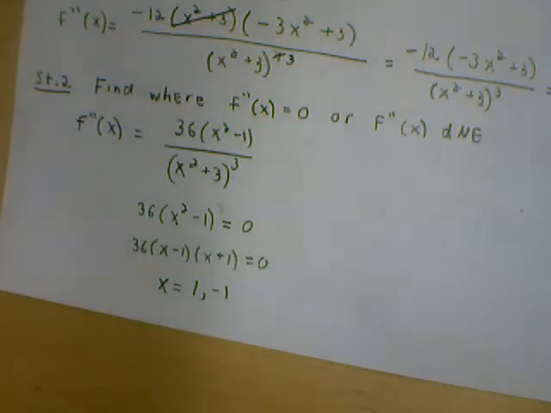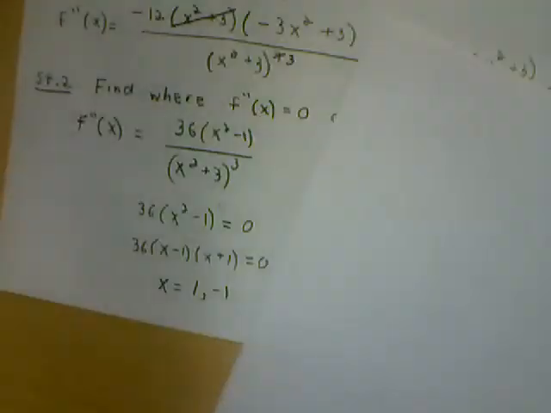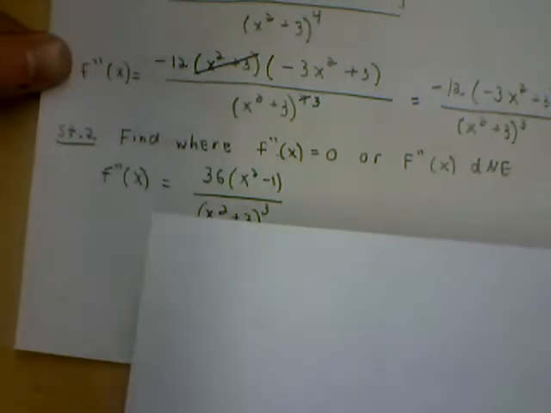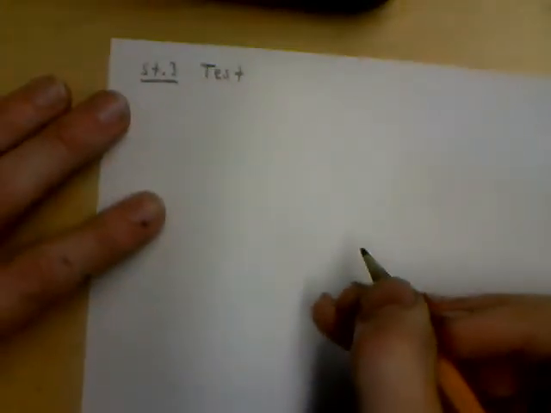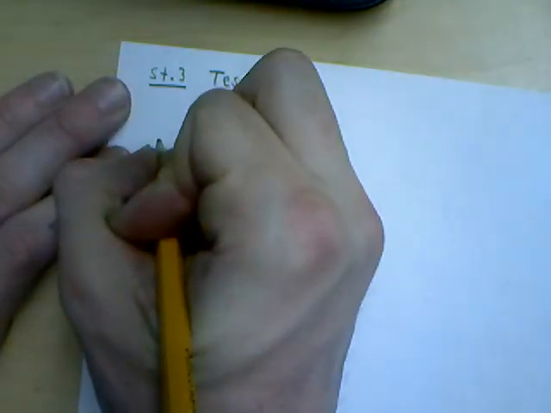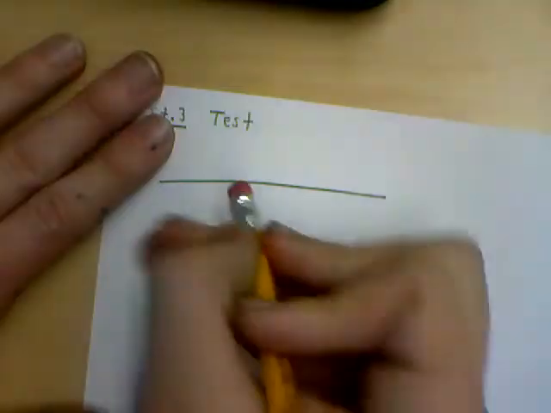Now we're on step 3. To review, we found the second derivative first. Then I found where the second derivative was equal to 0 or did not exist. Now, step 3, we have to test for concavity. First thing I'm going to do is plot those values of the second derivative on a number line.